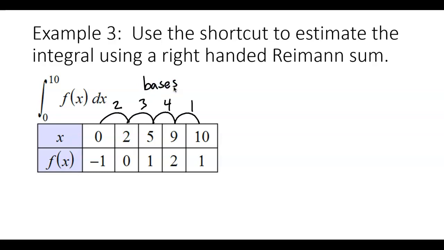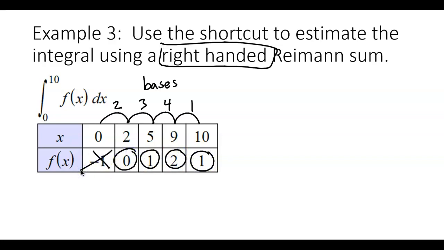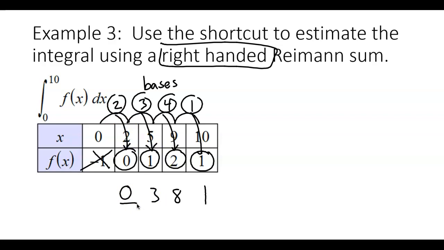Now, you got to pay attention to the subtle detail here. We're doing a right-handed Riemann sum, so I'm going to start on the right side. This number is a height, this number is a height, this number is a height, and this number is a height, but this one is not a height. You always leave off the last one. And so we have our bases, and we've got our heights, and you just multiply them. 1 times 1 is 1, 4 times 2 is 8, 3 times 1 is 3, 2 times 0 is 0, which, by the way, means that's one of those flat rectangles. And then you just add them all up, and you get 12. So this integral is approximately 12 if we use a right-handed Riemann sum.